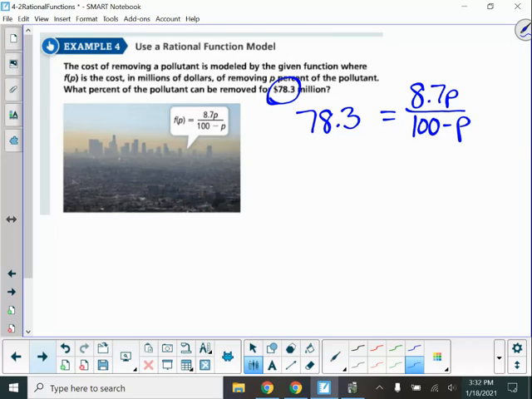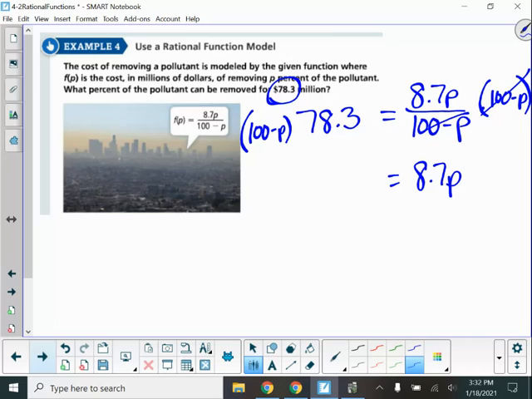Now we're actually going to use graphs for this. You could go through and solve this algebraically. This is something we're going to be doing a little bit later on, so I am going to show you the algebra behind this. I can multiply both sides by this 100 minus p, which is going to reduce itself there. On the other side, we would have to distribute.